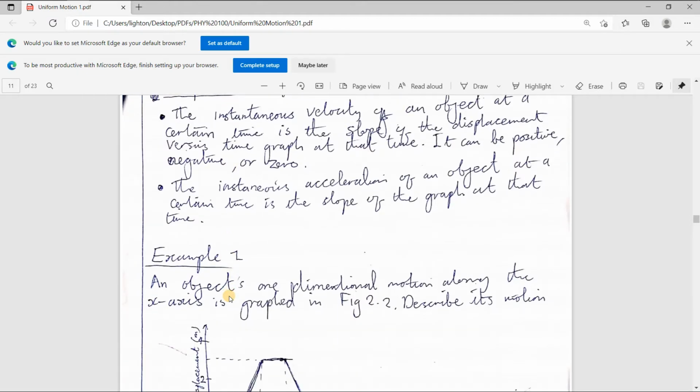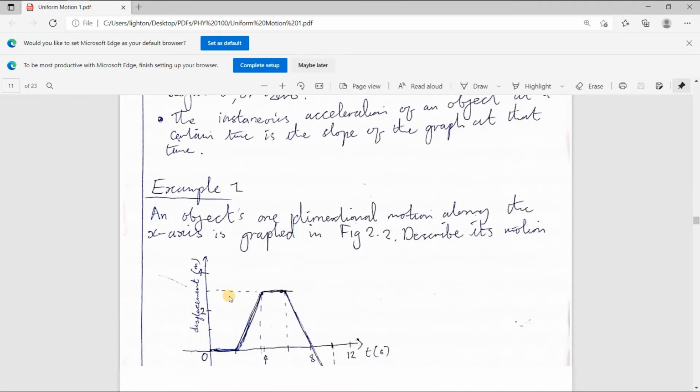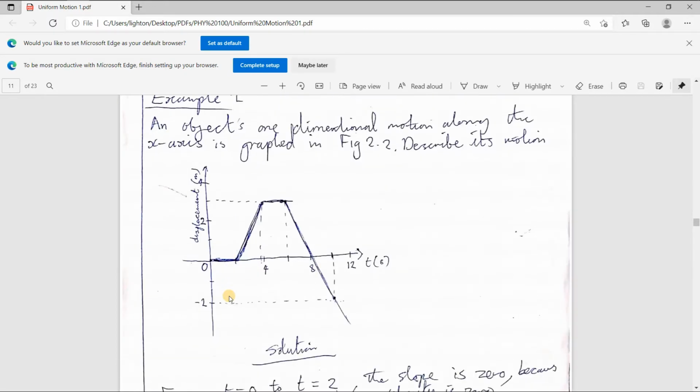So let's look at example 1, where an object's one-dimensional motion along the x-axis is graphed in figure 2.2. This is our figure 2.2. Describe its motion. I want to describe the motion of this object.